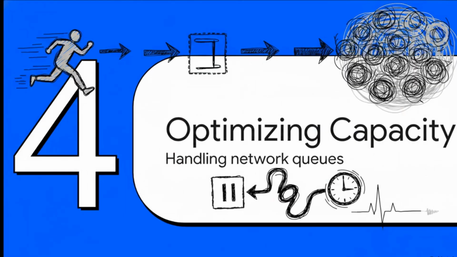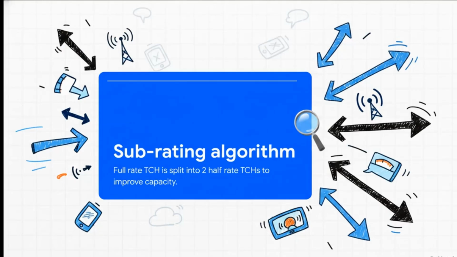Section 4. Optimizing channel capacity. Handling network queues. Imagine this absolute worst-case scenario. You've got a fast-moving user, a critical handover is queued up, but the target cell is totally congested. The connection is starving for a free channel, and it is about to drop.